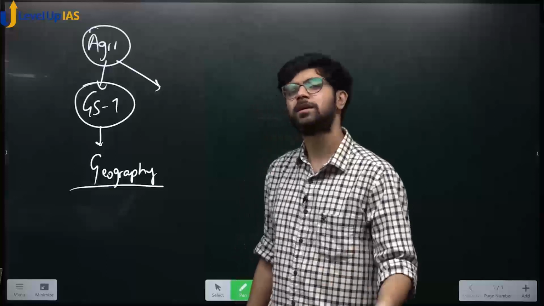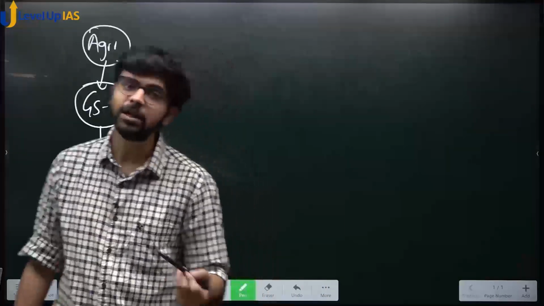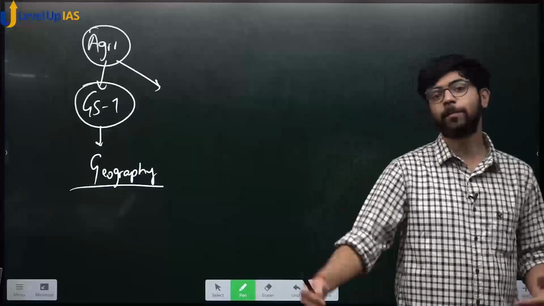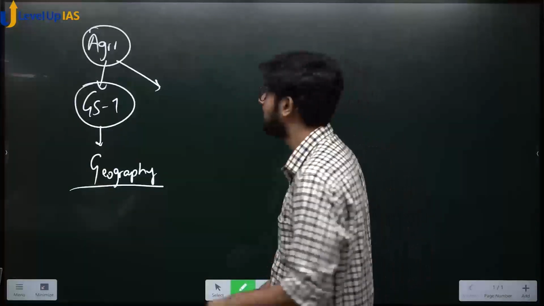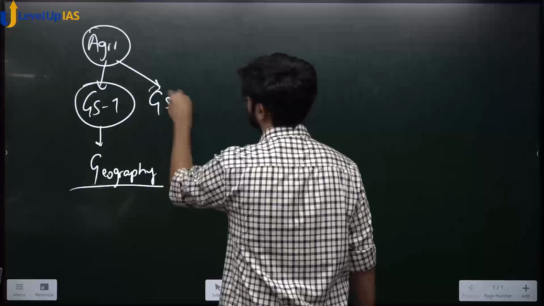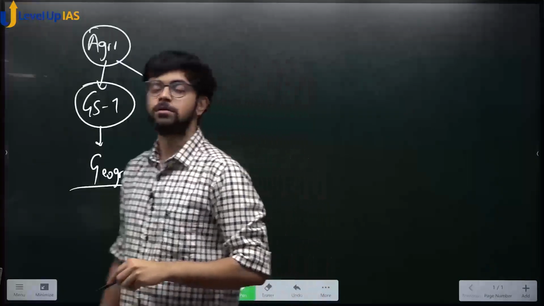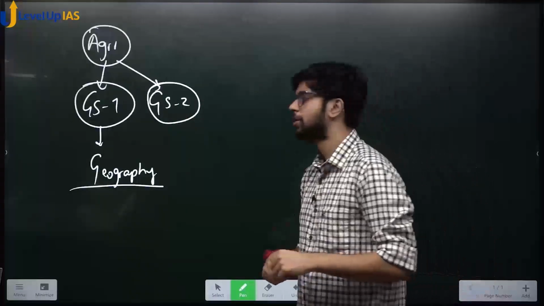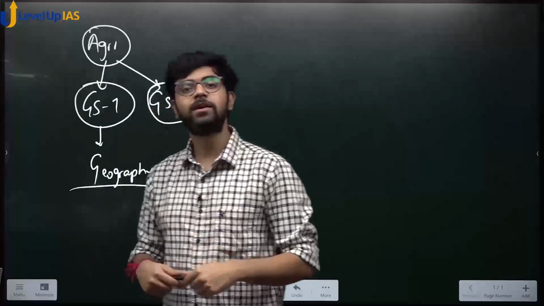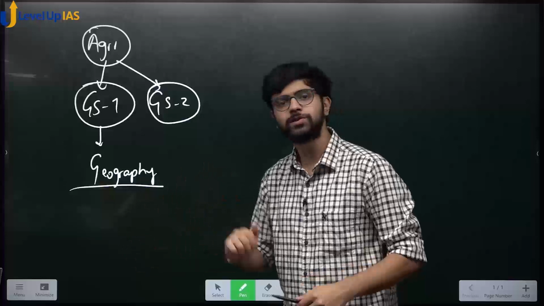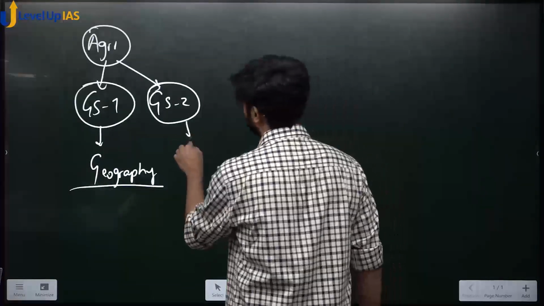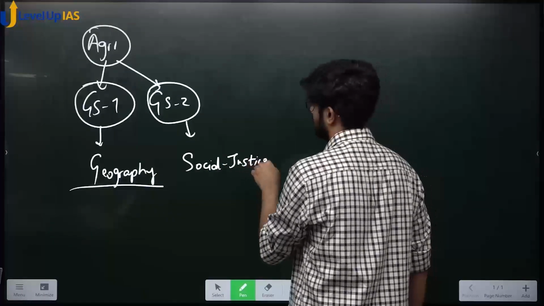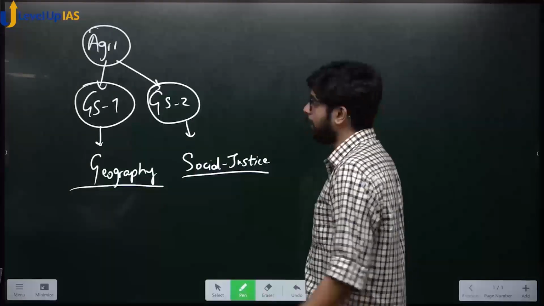The social aspect of agriculture, farming, how to benefit farmers, not economically but socially, would be covered in GS2. There is a syllabus point, vulnerable sections, point number 12. Point number 13, skilling. All that is covered, skilling of farmers, vulnerable sections, we have to protect farmers. All that is covered under GS2, social justice.